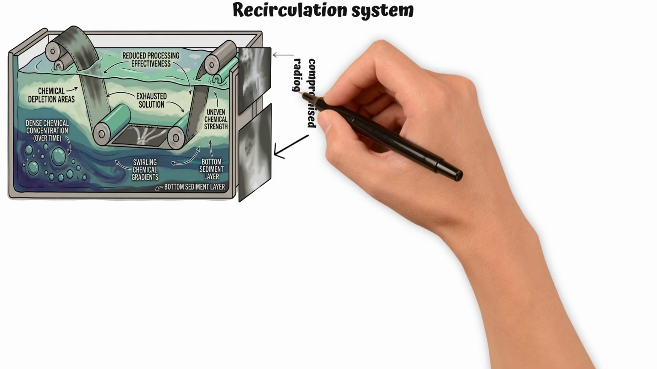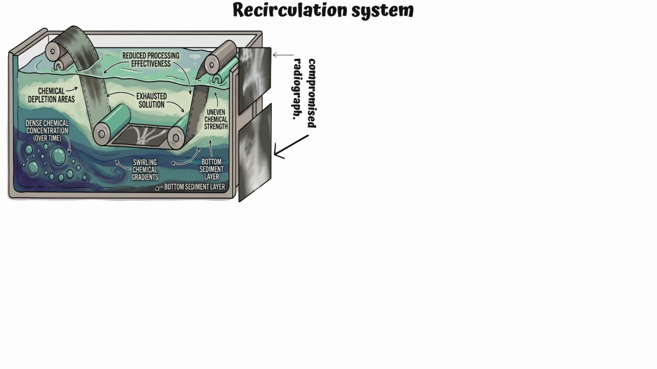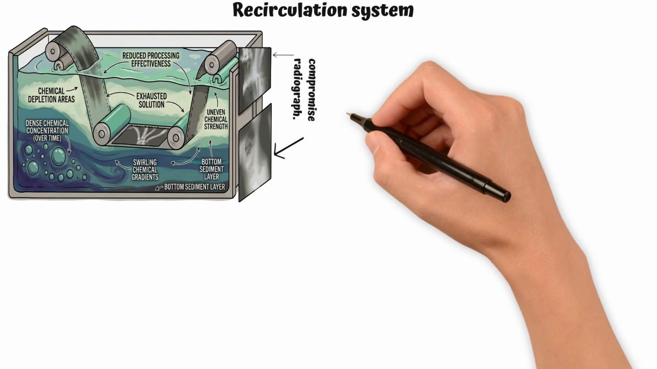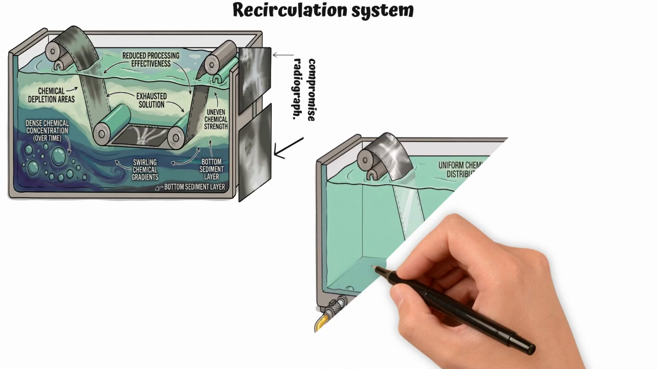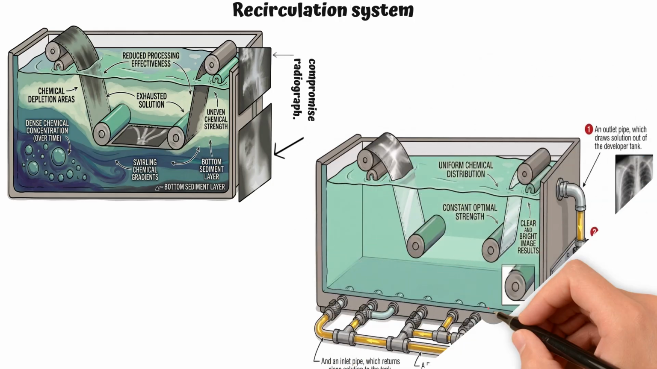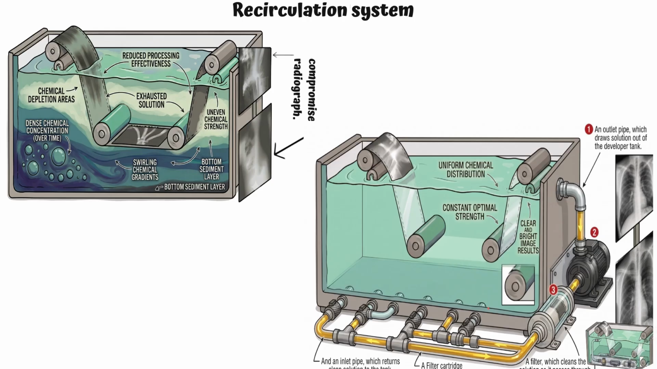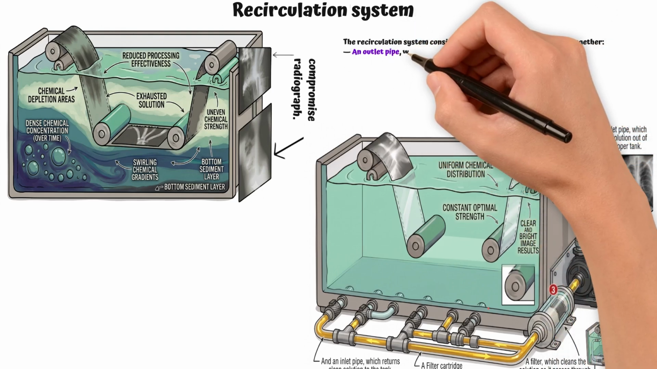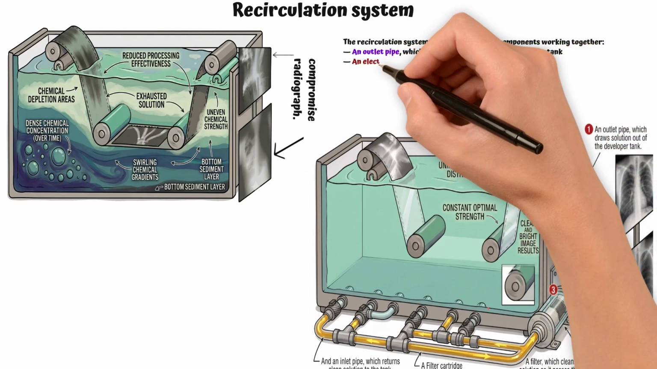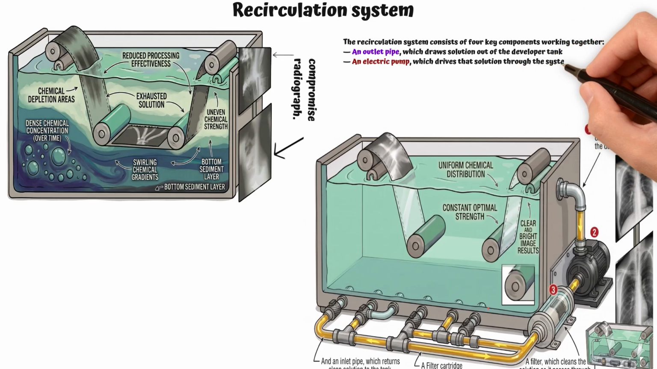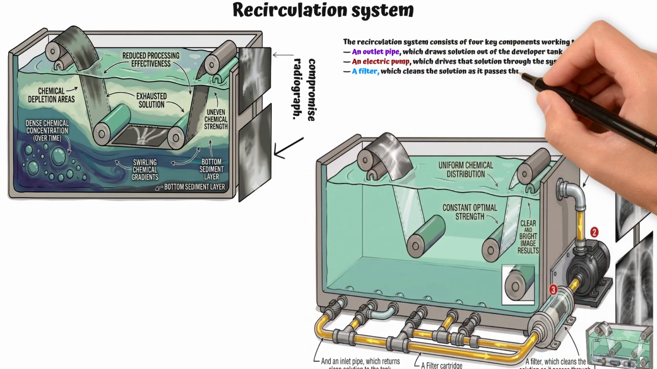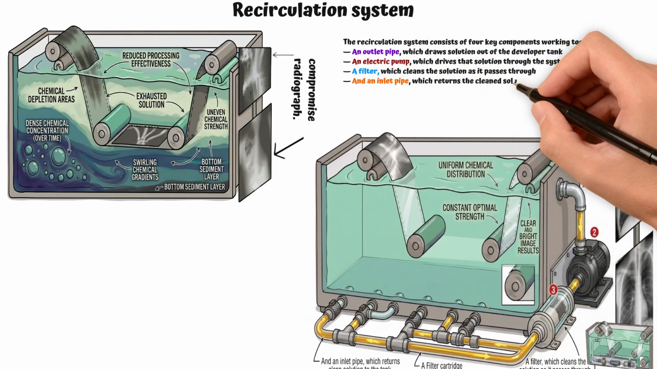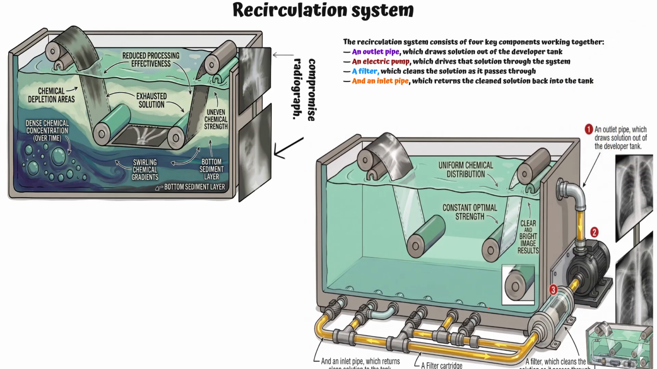This is the problem that the recirculation system exists to solve. Now, it's true that the rotating rollers inside the processor do create some movement of the solution. But this alone is not enough. The principal contributor to solution agitation is the recirculation system itself. So, how does it work? The recirculation system consists of 4 key components working together. An outlet pipe, which draws solution out of the developer tank. An electric pump, which drives that solution through the system. A filter, which cleans the solution as it passes through. And an inlet pipe, which returns the cleaned solution back into the tank.